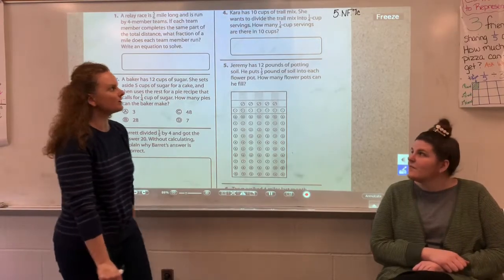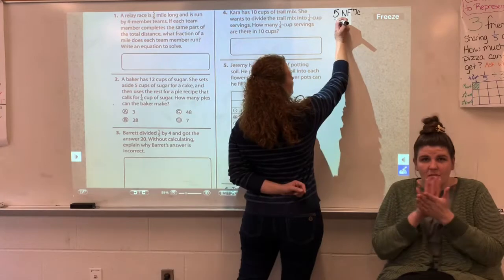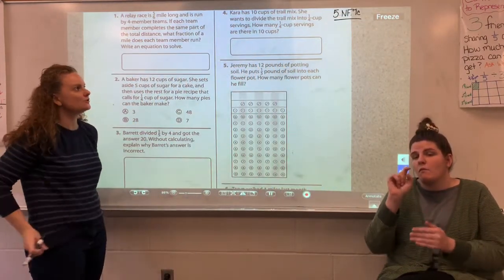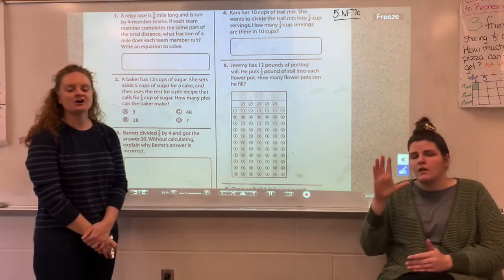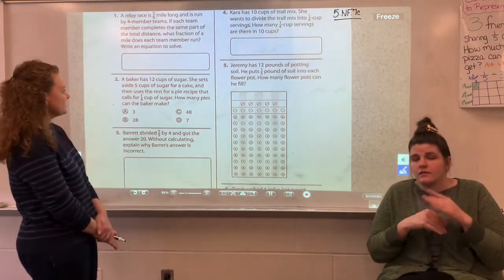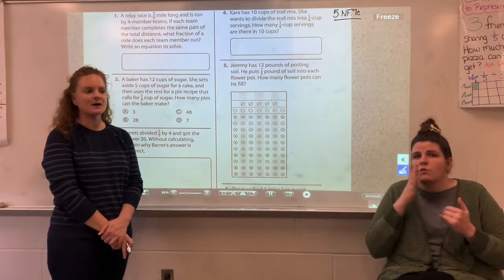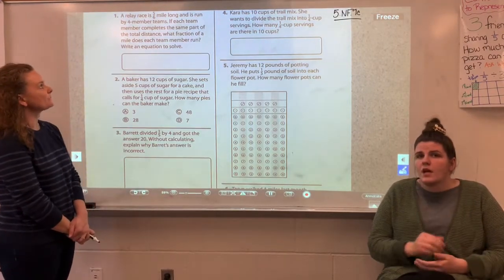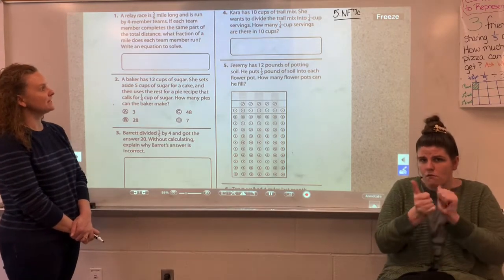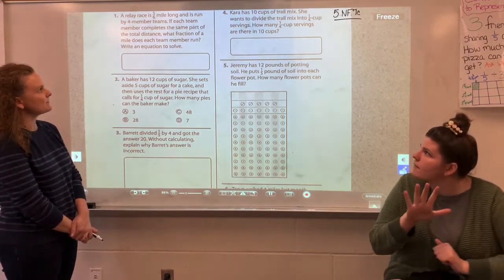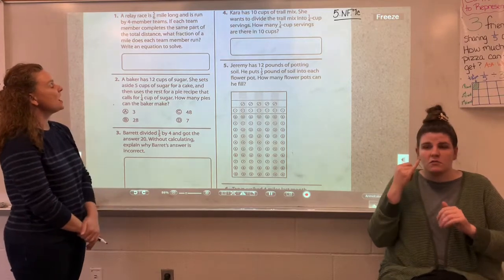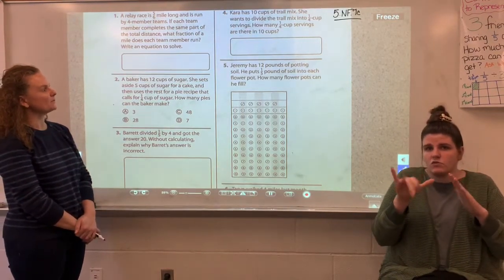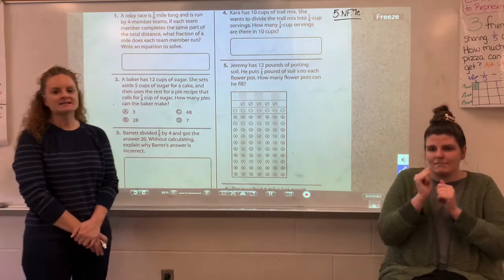Our worksheet that we are working on today is 5.NF.7c. Okay, we are still working with dividing our fractions, but this time we are going to be dividing our fractions by a whole. A relay race is 5/6 mile long and is run by 4-member teams. If each team member completes the same part of the total distance, what fraction of a mile does each team member run? So this is when we ask that question.